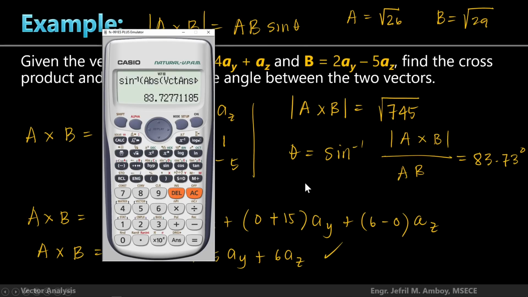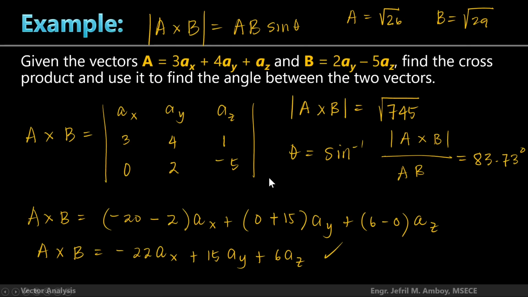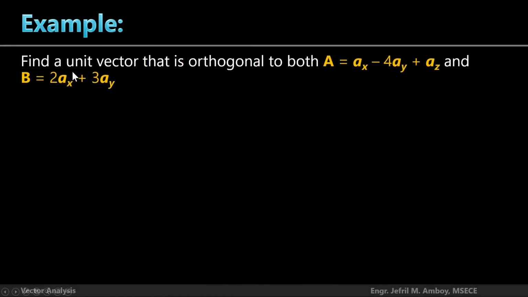So now, you already know how to get the cross product using the conventional solution, and also you can use the vector mode of a calculator to calculate the cross product, even the angle between the two vectors. Okay? So let us solve another example. Find a unit vector that is orthogonal to both vectors A and B. Okay, so how do we get a unit vector that is orthogonal to both A and B?